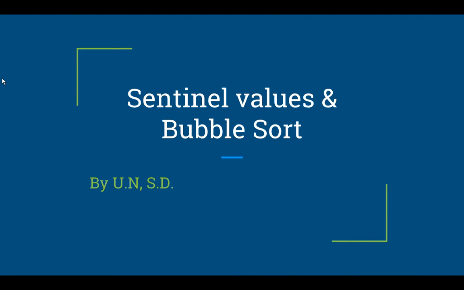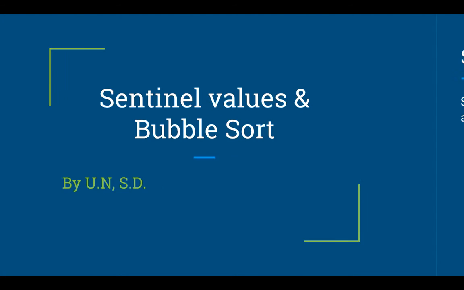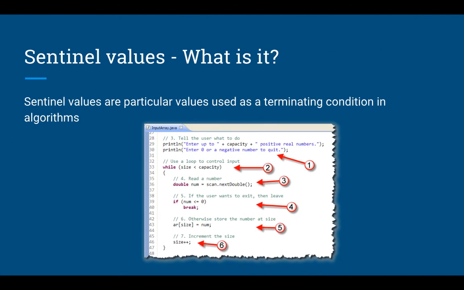Okay, Sentinel values and bubble sort. So Sentinel values, or traversal path terminators, in programming are basically used as conditions of termination, usually in loops or repeating algorithms.